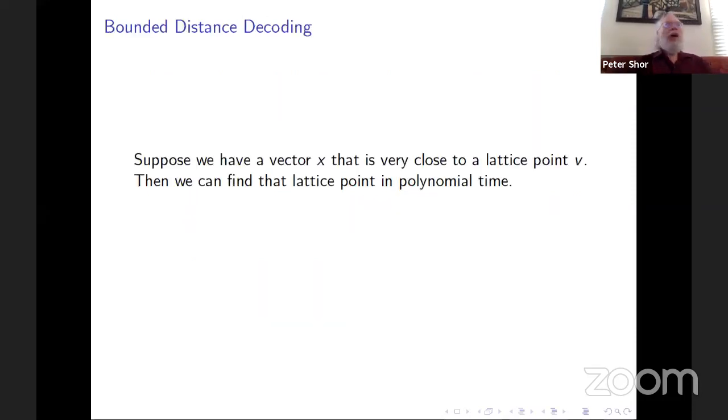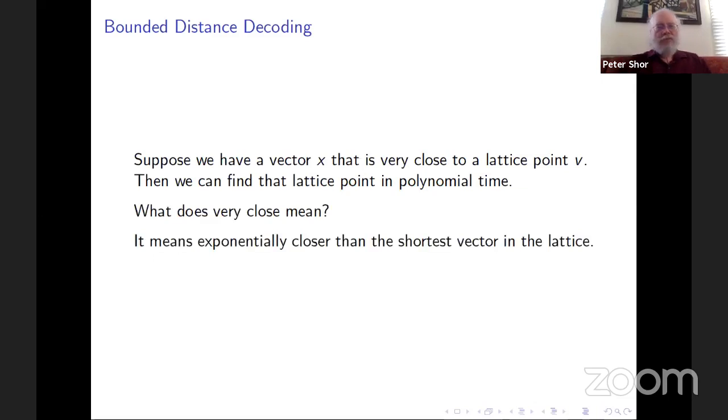So if you have a lattice, there are certain things you can do with it. One of these that we will need is bounded distance decoding. Suppose you have a vector x that is very close to some lattice vector, then we can find the lattice vector in polynomial time. What does very close mean? It means exponentially closer than the shortest vector in the lattice. So that's bounded distance decoding, which is one of the primitives we need to use for our protocol.